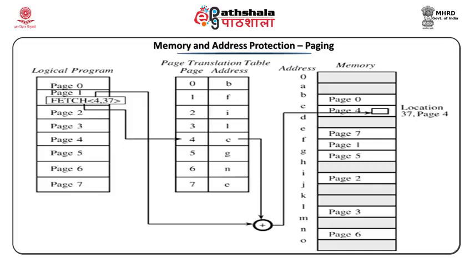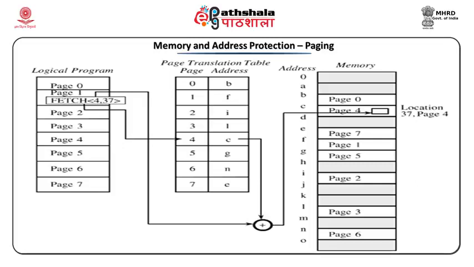So, fetch 437, what does it have to do? It has to go to the page translation table, identify where page number 4 is stored in memory, and identify the location for the 4th page and 37th offset.